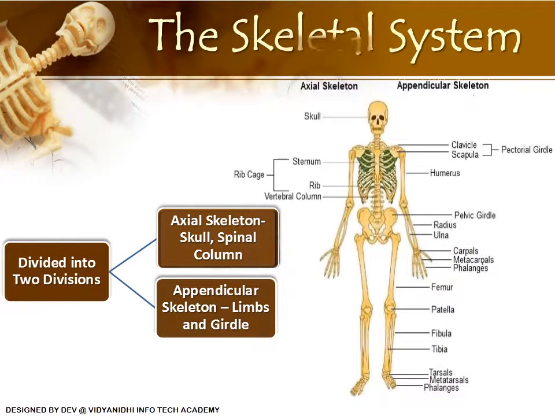The skeletal system is divided into 2 divisions, that are the axial skeleton, which consists of the skull and the spinal column, and the appendicular skeleton, which consists of limbs and the girdle.